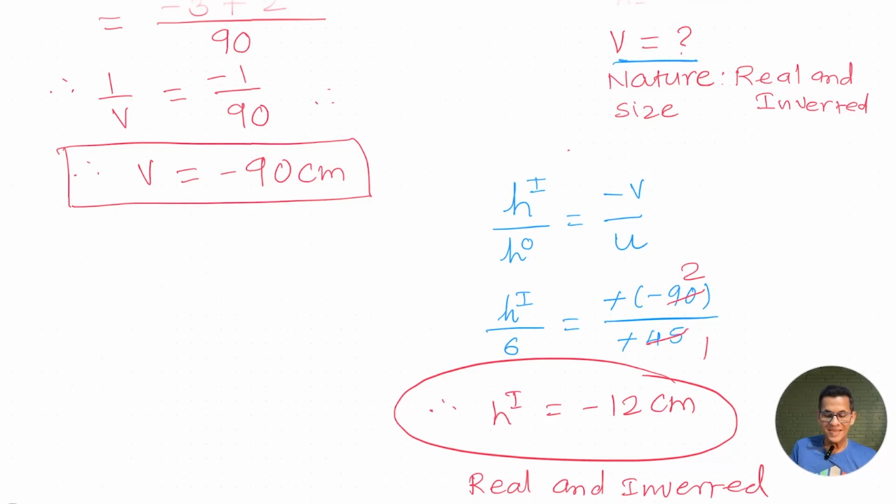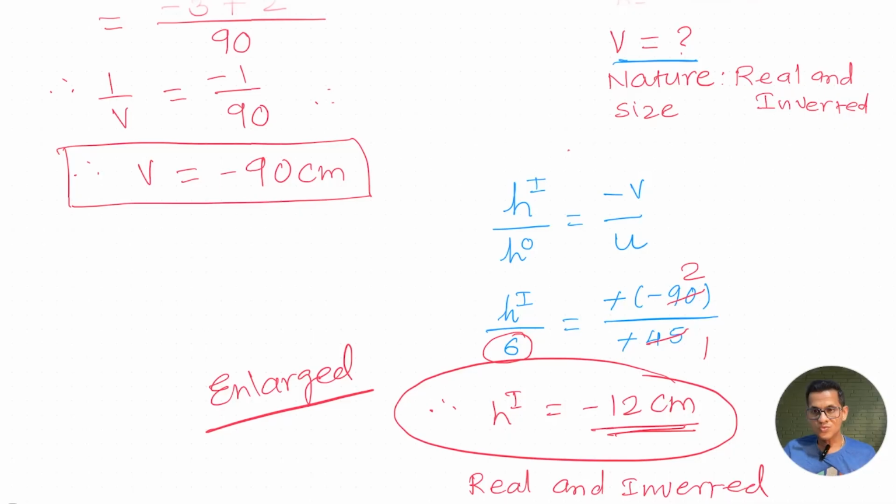We should also compare the height of the object with the image. Height of the object was given as 6 centimeters and the height of the image is 12 centimeters. Mind you, the negative sign will only tell you the nature of the image. You still have to consider negative 12 as 12 centimeters. So this is double the size as compared to the object. That means the image is enlarged. So that is how you solve these problems for finding the position, nature and size of the image formed by spherical mirrors.